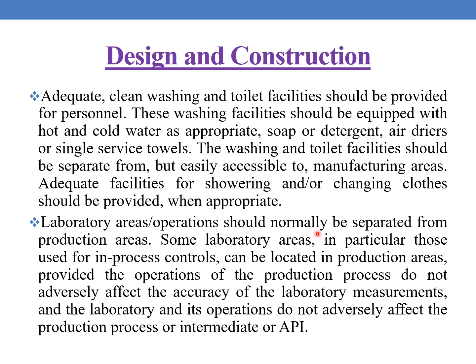Laboratory areas and operations should normally be separated from the production areas. Some laboratory areas, in particular those used for in-process controls, can be located within the production areas, provided the operations of the production process do not adversely affect the accuracy of the laboratory measurements, and the laboratory and its operations do not adversely affect the production process or intermediate or API.